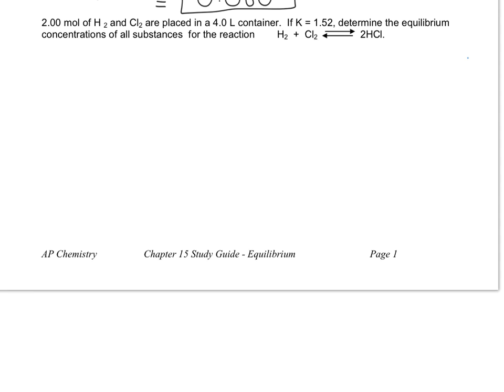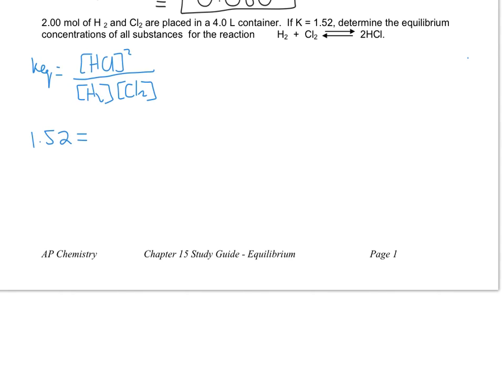First thing you want to do, write your Keq expression. So let's do that. So Keq is equal to the concentration of HCl squared divided by the concentration of H2 times the concentration of Cl2. Okay, well, they give us the Keq. They tell us 1.52.